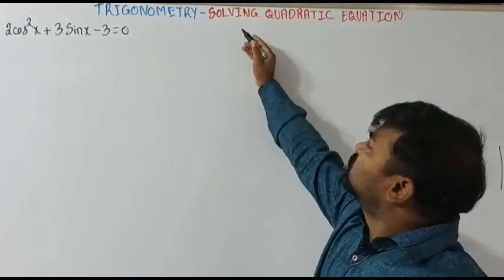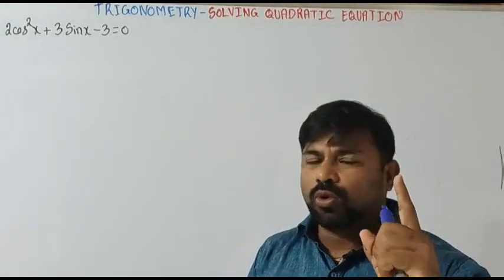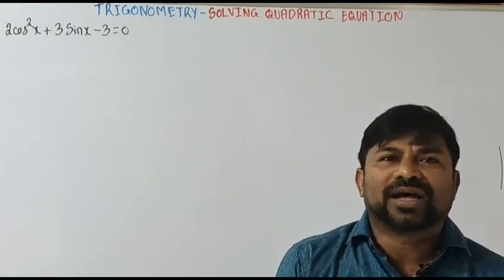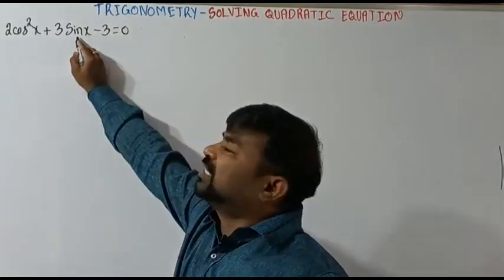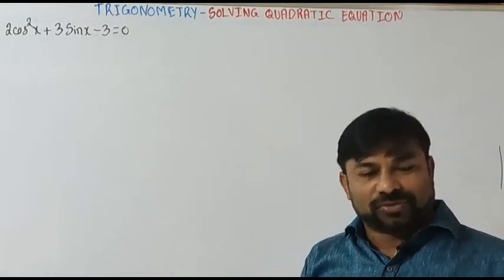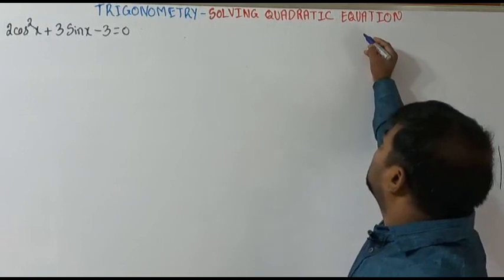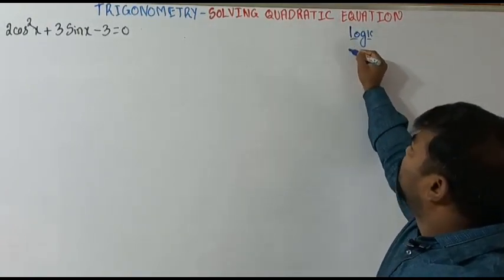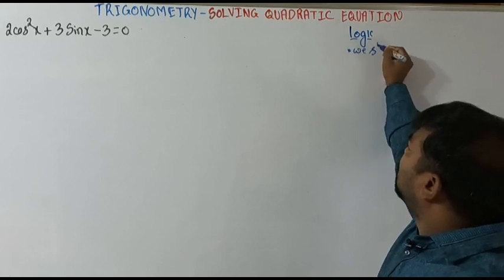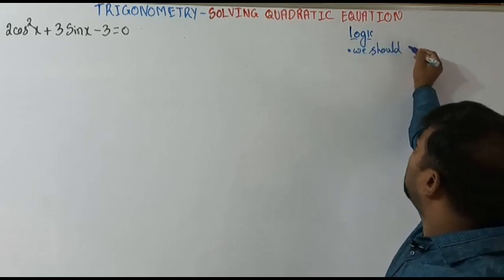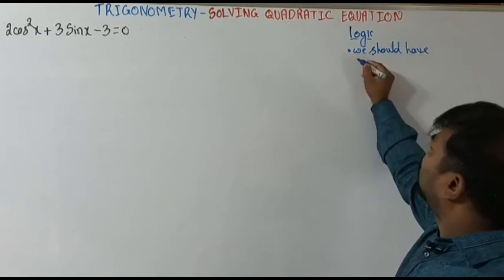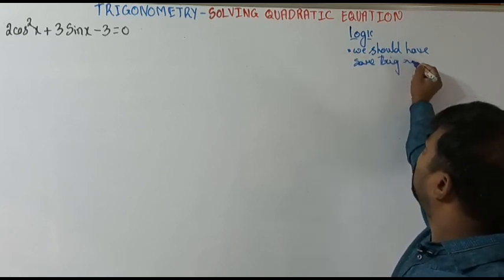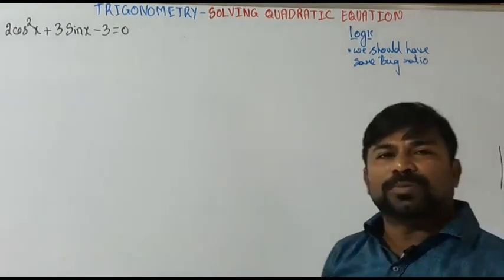Now, the question is solving quadratic equation. The only logic we have to understand here, when we are dealing with such a type of sums, is what are the trig ratios present there, right? The logic you have to remember, I'm writing it here, is we should have same trig ratio. We should have same trig ratio. That's the main point. You have to remember this one.